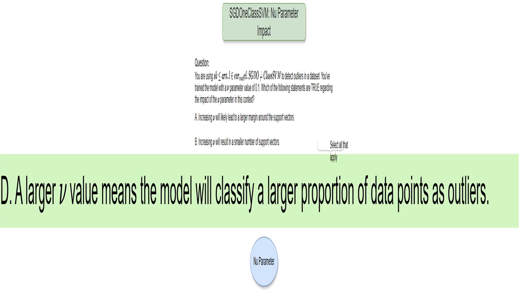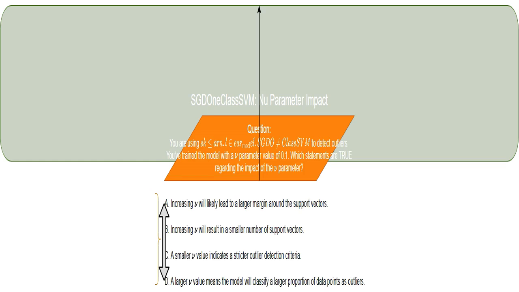A larger NU indicates that the model expects more outliers in the data, leading to a larger proportion of points being classified as such. I'm focusing on how the new parameter in the SGDOneClassSVM algorithm affects outlier detection. This parameter is key to understanding the model's behavior.